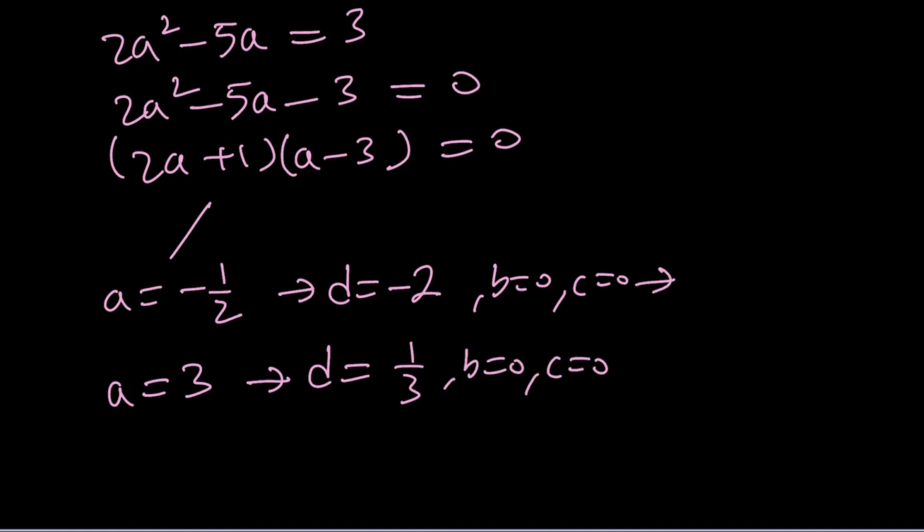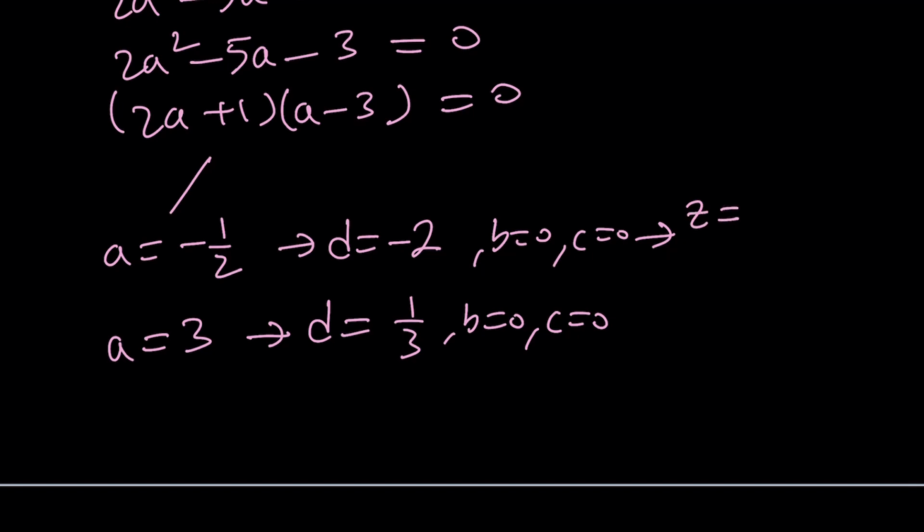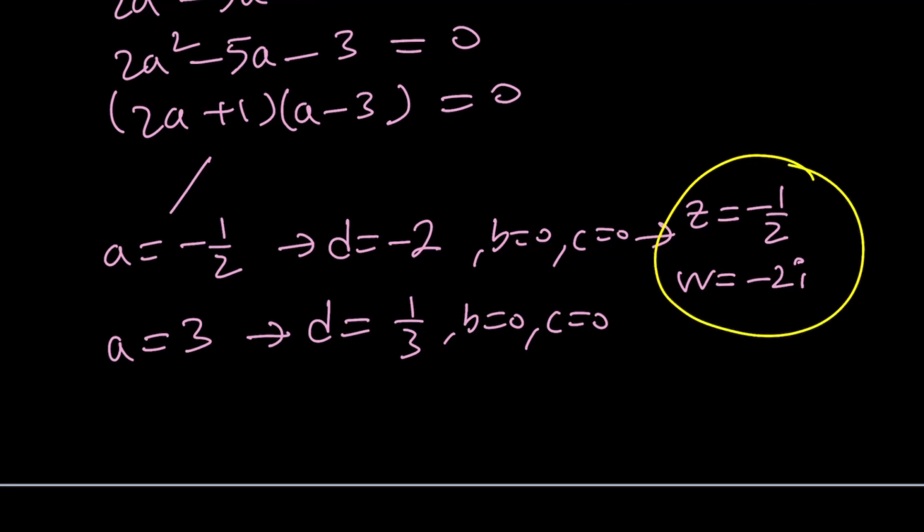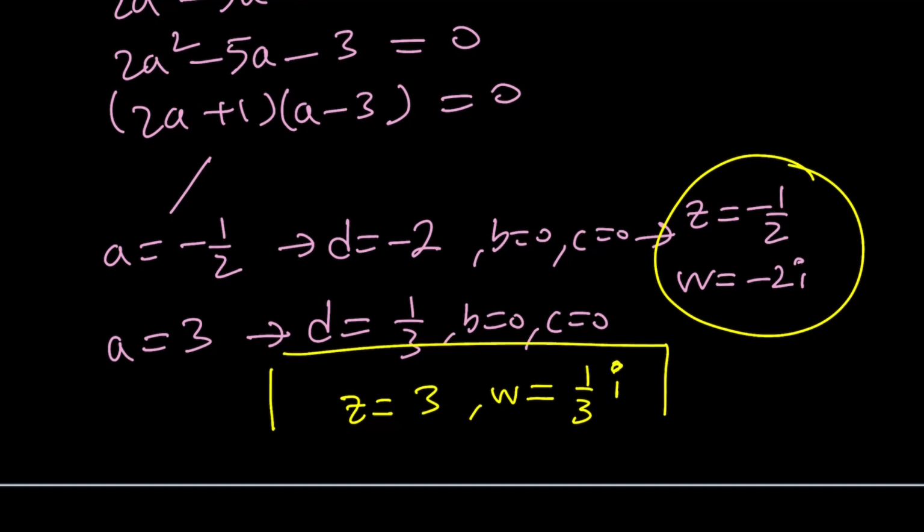So from here we can write our numbers. z is a + bi, which is -1/2 + 0i, and w is going to be c + di, which is -2i. So it's going to be one solution, and the other solution is going to come from the second one, and that's going to be z equals a + bi, which is 3 + 0i, and w is going to be 0 + (1/3)i. Okay, so that's going to be another pair that satisfies our system.